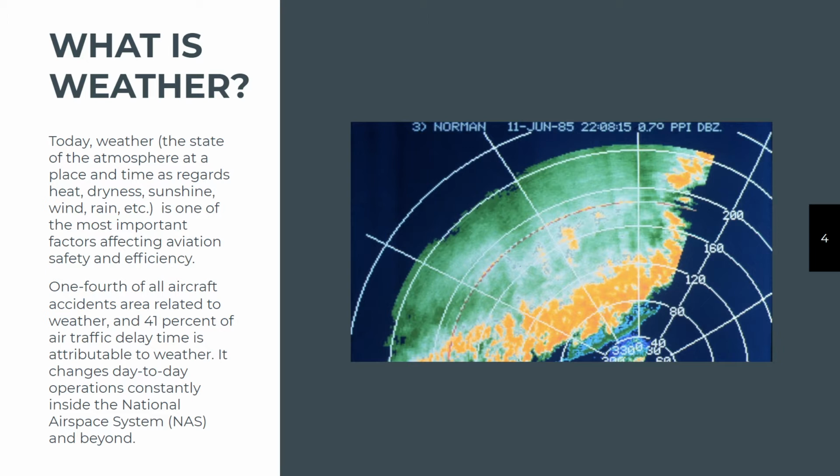So it changes day to day constantly within the National Airspace System. Most of the weather is provided by the National Weather Service, and that's transmitted to the controllers who interpret that for how they're going to operate the areas of their airspace. You can get that information on a regular basis. We'll talk about that.